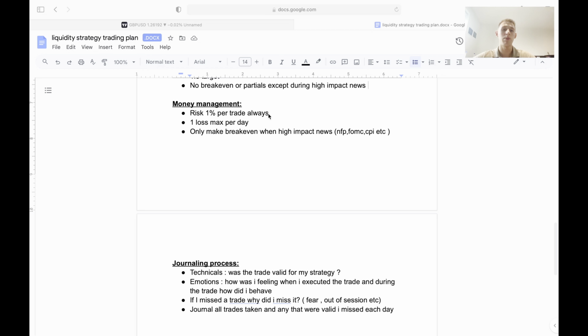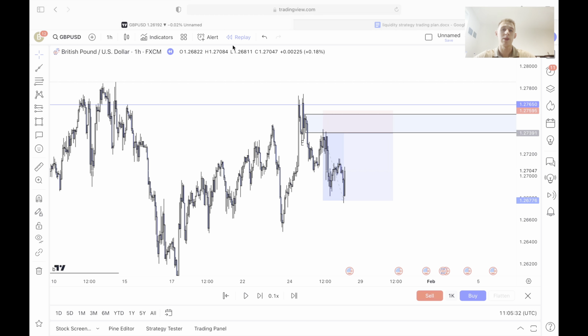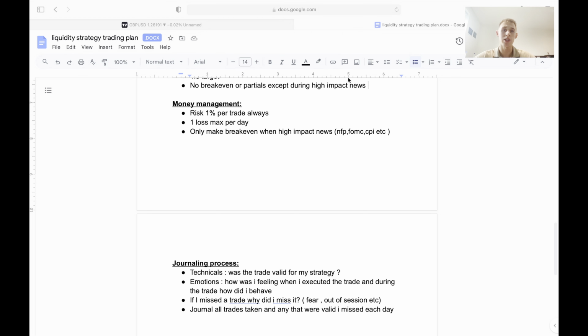One loss maximum per day. So if we lose one trade in a day, simply stop trading and don't look at the charts. And like I said, only make break even when high impact news, such as these. Obviously there are more, but these are the 3 main ones that I would look out for.